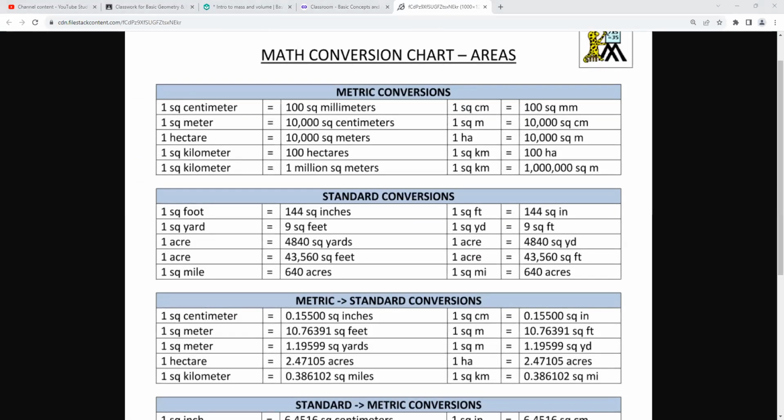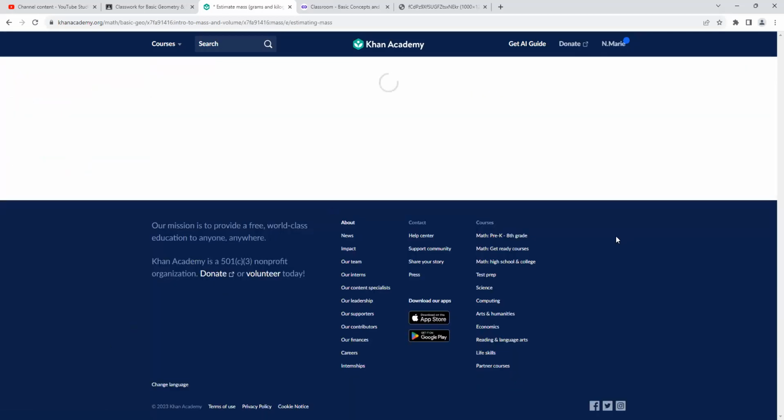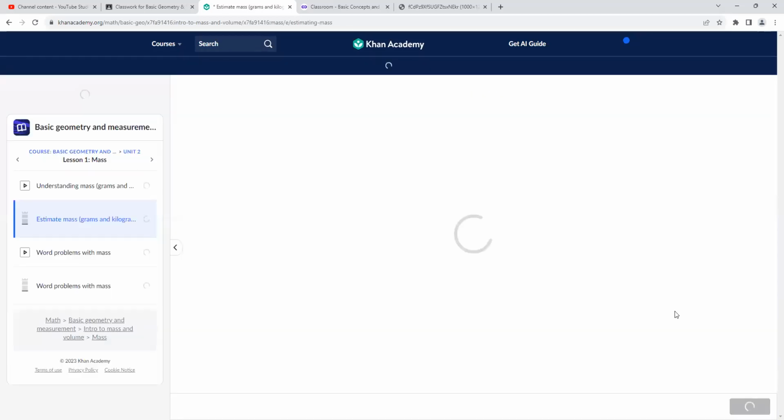You can always just find one of these on Google, or you can write these down. So for example, 1 square meter is 100 square milliliters. One square meter is 10 square centimeters, and so on. When you are practicing on Khan Academy, they will give you a conversion chart. So let's go here. So estimating mass.